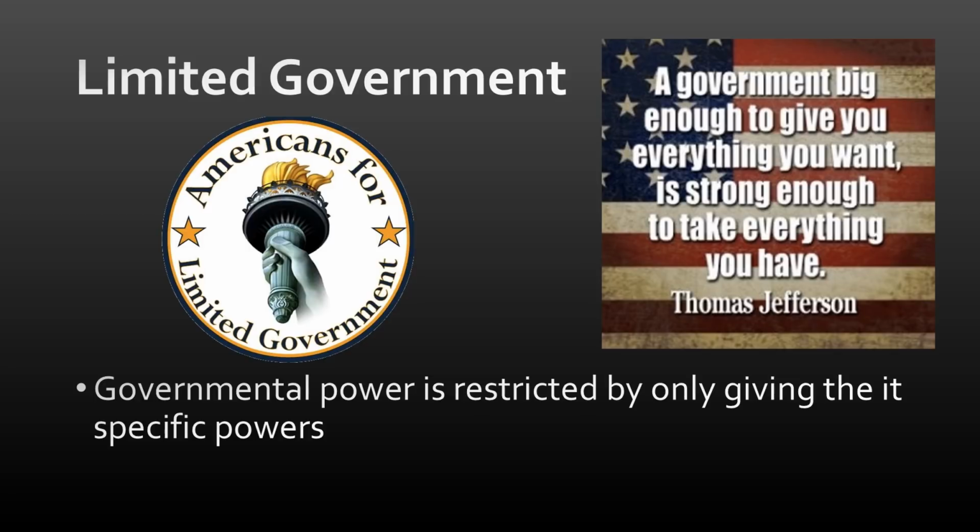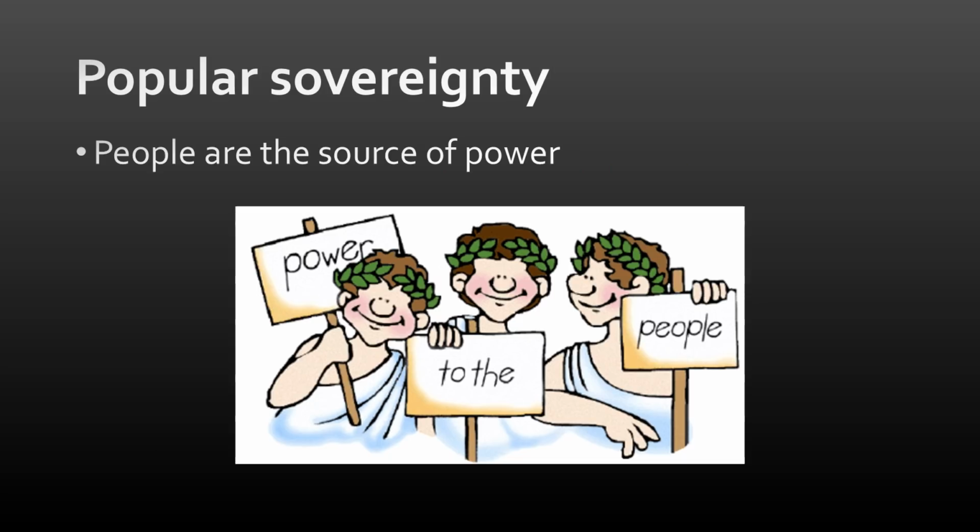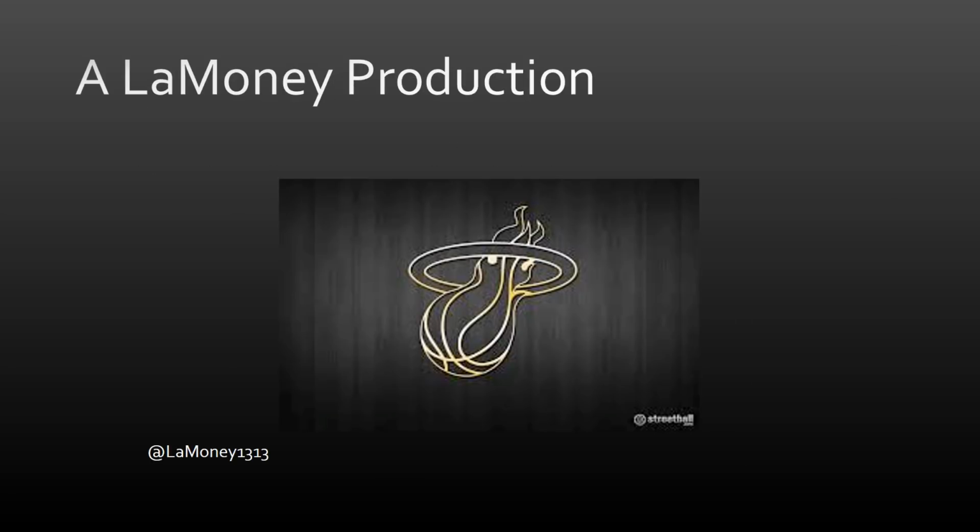Again, other principles of the Constitution that we have discussed already: limited government. The government is restricted to only being able to do what it's allowed to do according to the Constitution. Republicanism, a representative form of government. That is Sarah Palin on the left, right? Right? And popular sovereignty, which guarantees that people are the source of power.